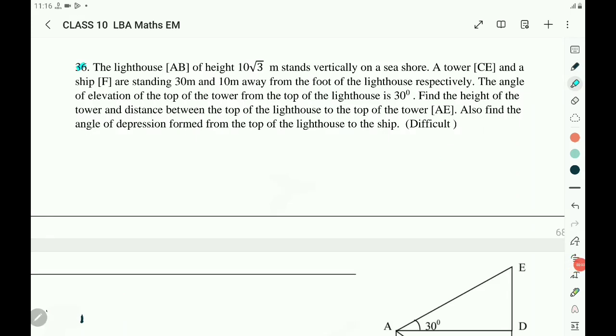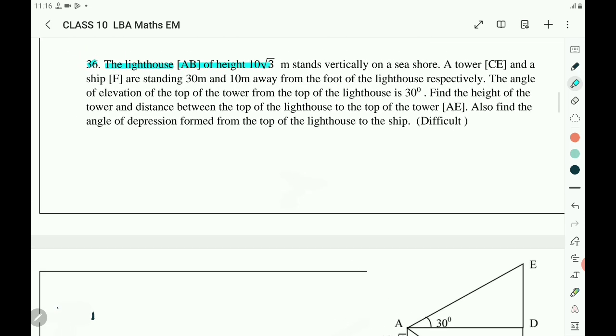Question number 36, last question of the chapter. The lighthouse AB of height 10√3 meter stands vertically on a seashore. A tower CE and a ship F are standing 30 meter and 10 meter away from the foot of the lighthouse respectively. The angle of elevation of the top of the tower from the top of the lighthouse is 30 degree. Find the height of the tower and the distance between the top of the lighthouse to the top of the tower AE. Also find the angle of depression from the top of the lighthouse to the ship.